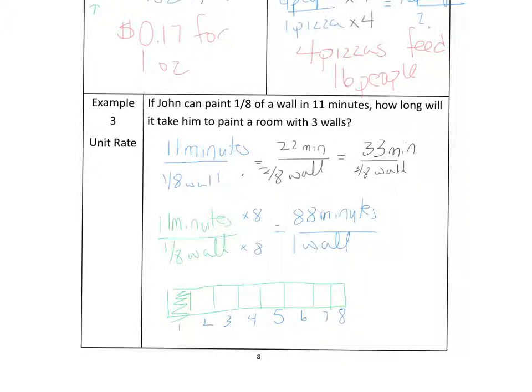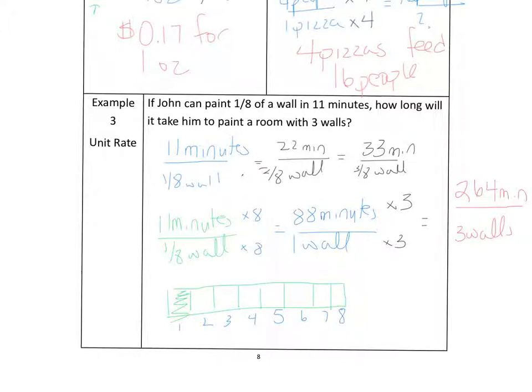Now, it doesn't ask how long it takes him to do one wall. It says 3 walls. So that means we have to take what one wall is, and we have to multiply by 3, because that's going to give us 3 walls. So for 3 walls, using our calculators, it's going to take us 264 minutes to do 3 walls.